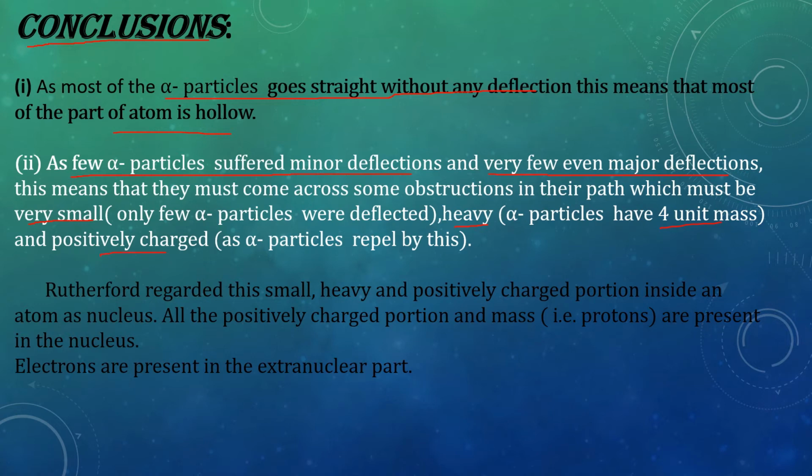And it is positively charged as the alpha particles, which are positively charged, feel repulsion with it. So positive repulsion means it must have positive charge. Rutherford regarded this small, heavy and positively charged portion inside the atom as the nucleus. In this way the nucleus was discovered by Rutherford. All the positive charge and mass of the atom is present in the nucleus, and electrons are present in the extranuclear part, that is around the nucleus.